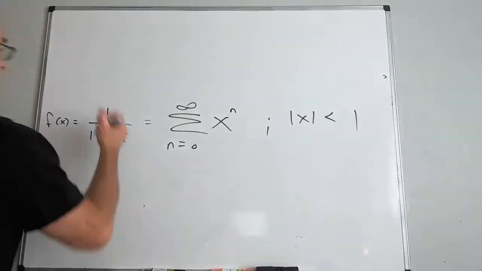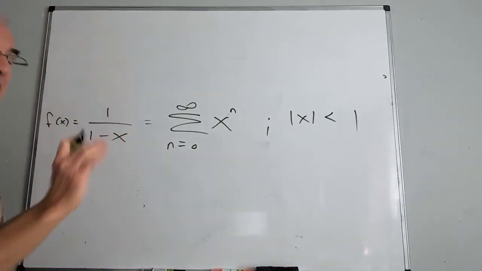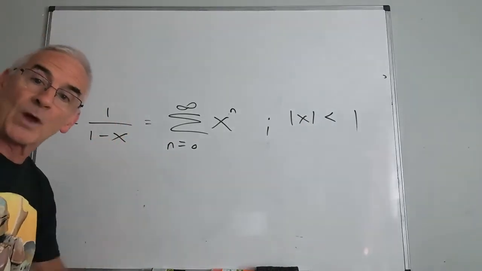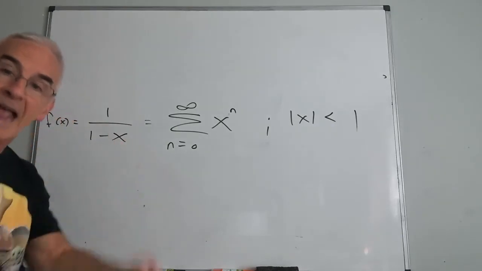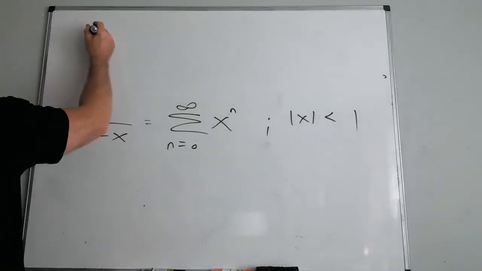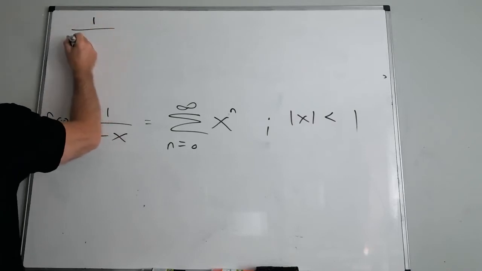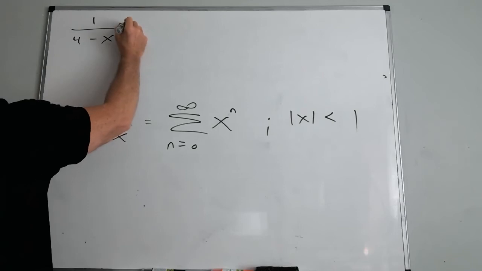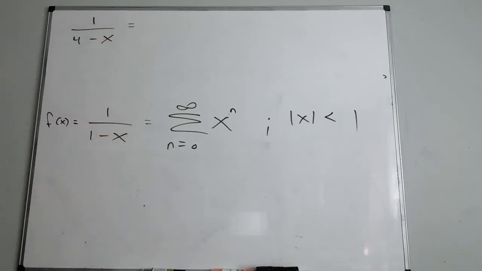So let's do a couple of simple examples. We're going to do the same thing each time. Whatever I write down, we're going to write it as a power series. So what if we have something like this? I have 1 over, how about 4 minus x? That doesn't look like this. Well, not yet. I'll give you a hint.